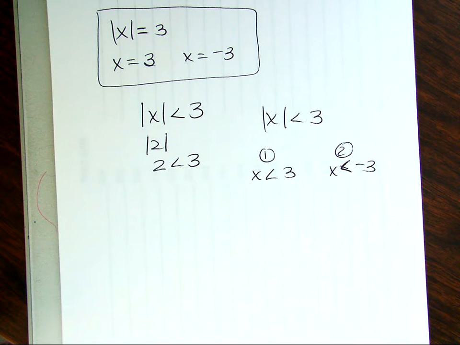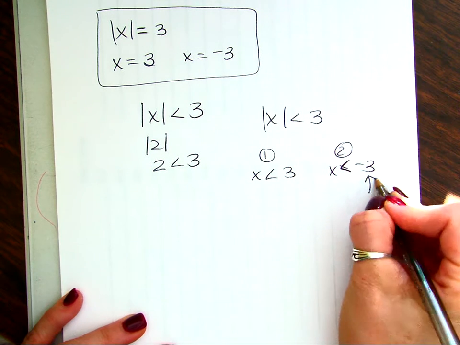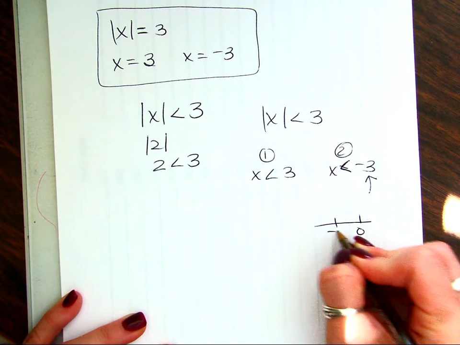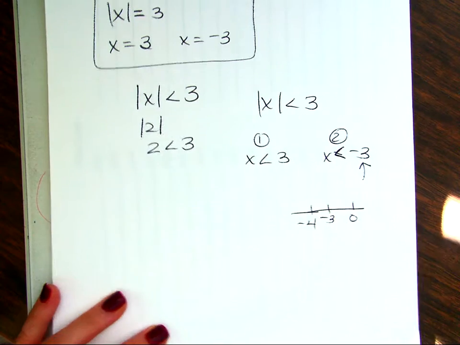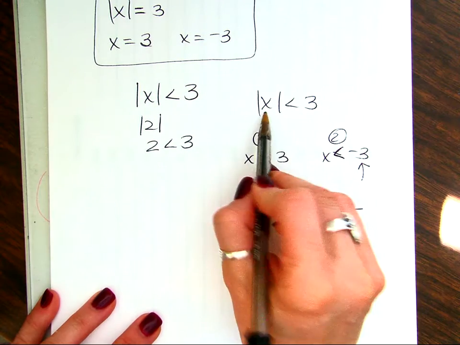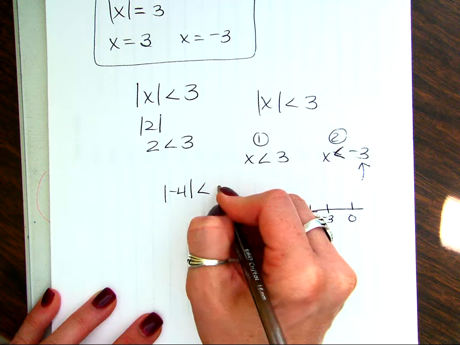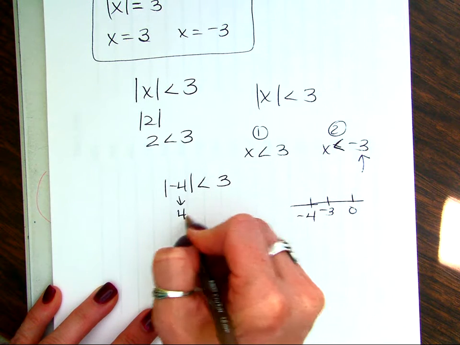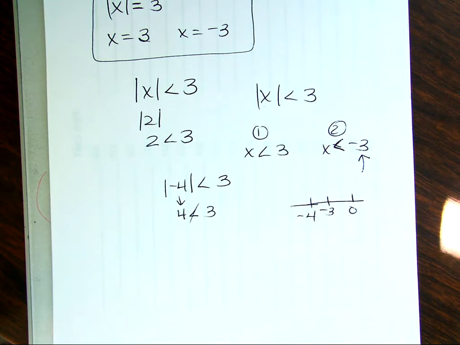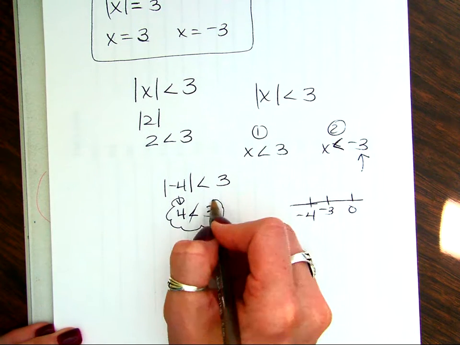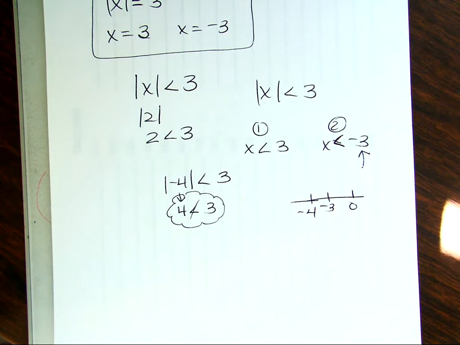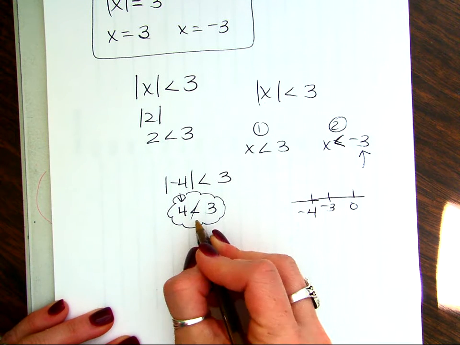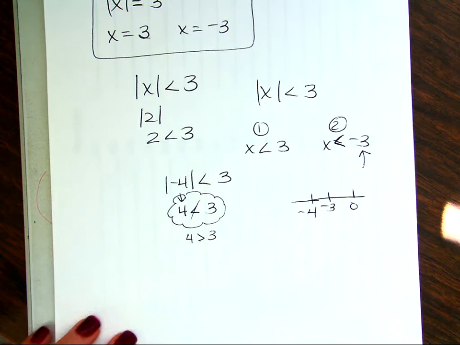Because the actual number itself might be less than 3, but the absolute value of it may not. So if I were to pick a number that is less than negative 3, like say negative 4, and put negative 4 in there, watch what's going to happen. You already caught it, right? The absolute value of negative 4 is positive 4, and positive 4 is not less than 3. So what could I do to this little problem right here to make it true? Yes. Switch the sign. Oh, you mean that if I just took this sign right here and switched it, then it would be true? Yes.